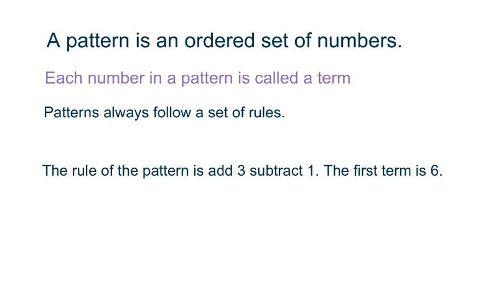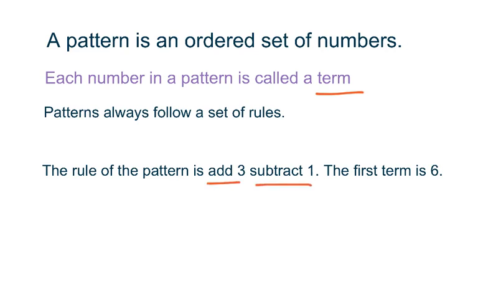Each number in a pattern is called a term. This is important. We need to know the word term. So each number in a pattern is called a term, and patterns always follow a certain set of rules. So let's take a look at what a number pattern would look like. The rule to this pattern is add 3, subtract 1, and the first term is 6.